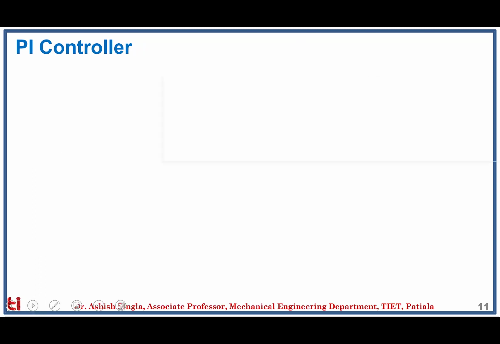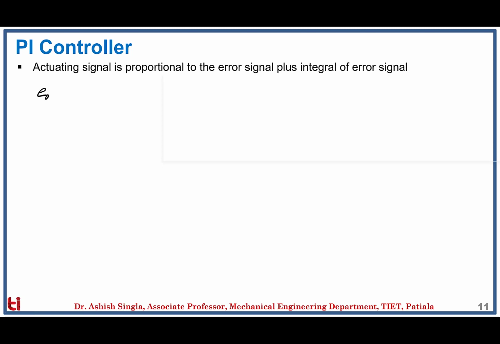So this is the contribution of each individual component in the PD control to handle this kind of error signal. Next we will discuss the PI controller, which means that the actuating signal is proportional to the error signal as well as proportional to the integral of the error signal.